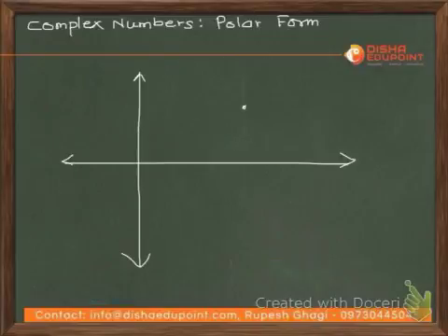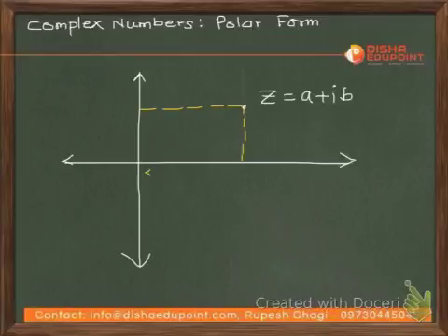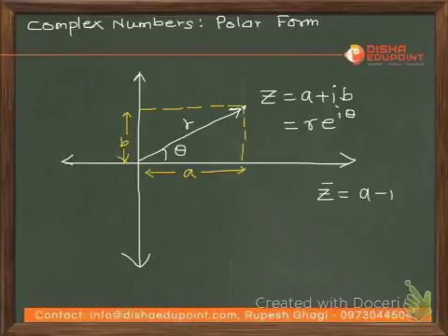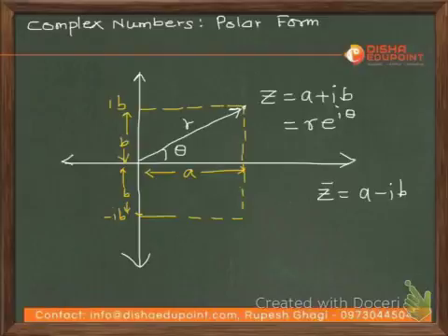Let's try to understand this. z is equal to a plus ib. We plot it here, a on the real axis and b on the imaginary axis. So this is the number z. Now let's plot the complex conjugate of this number, which is z bar. The number z equal to a plus ib can also be written as r e to the power i theta, where r is the modulus and theta is the argument. The z bar will be a minus ib, so the same length a on the x-axis but minus b, the same length b but on the negative side of the y-axis.